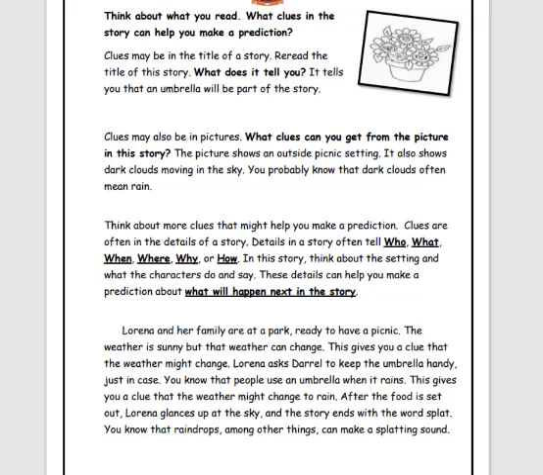Lorena asked Daryl to keep the umbrella handy, just in case. You know that people use an umbrella when it rains. This gives you a clue that the weather may change to rain. After the food is set out, Lorena glanced up at the sky, and the story ends with the word splat. You know that raindrops, among other things, can make a splatting sound.